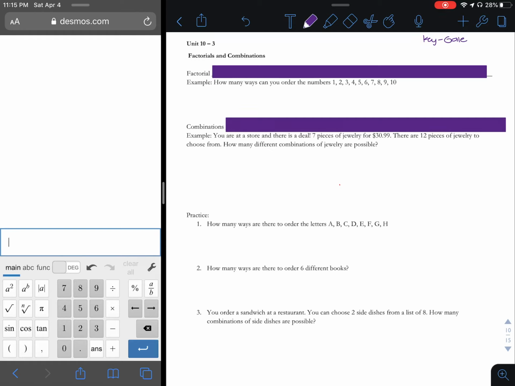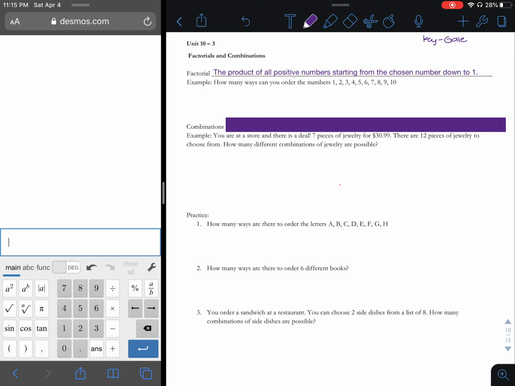Let's talk about some definitions. So today we're talking about factorials and combinations. Okay, so factorials. A factorial is the product of all positive numbers starting from the chosen number down to 1. Again, those words are a little confusing. We're going to get to what that means and how to solve it.